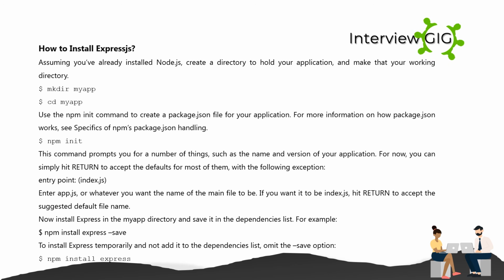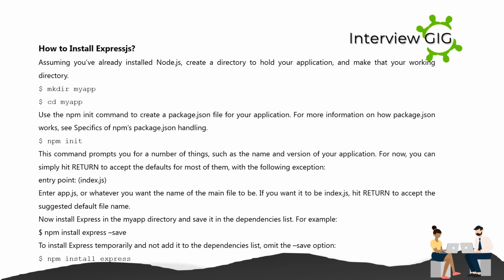How to install ExpressJS? Assuming you've already installed Node.js, create a directory to hold your application, and make that your working directory. $ mkdir myapp, $ cd myapp. Use the npm init command to create a package.json file for your application. For more information on how package.json works, see specifics of npm's package.json handling. $ npm init. This command prompts you for a number of things, such as the name and version of your application. For now, you can simply hit return to accept the defaults for most of them, with the following exception. Entry point: index.js. Enter app.js, or whatever you want the name of the main file to be. If you want it to be index.js, hit return to accept the suggested default file name.